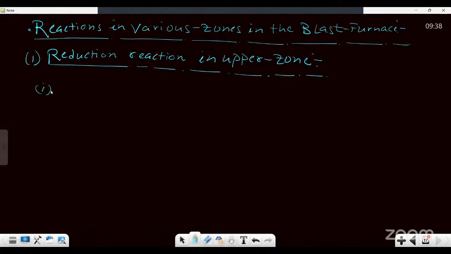So what are the reduction reactions that take place in the upper part of the blast furnace? The first is Fe2O3 coming in contact with CO gas, carbon monoxide gas, and it is being reduced to Fe3O4 plus CO2. Okay. This is one reaction.